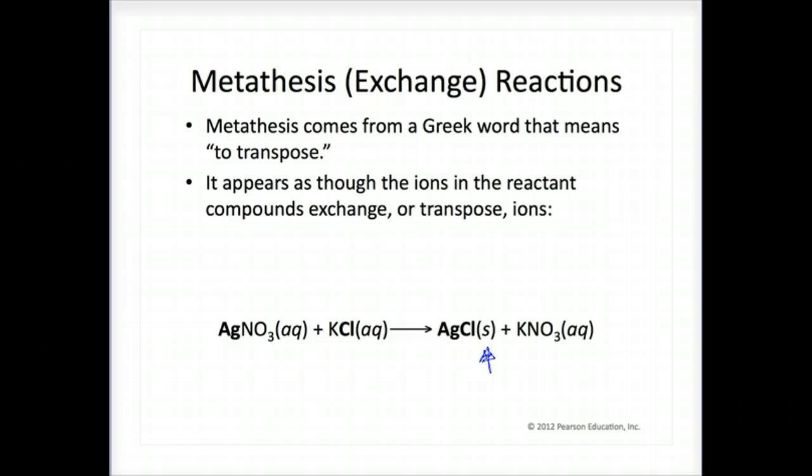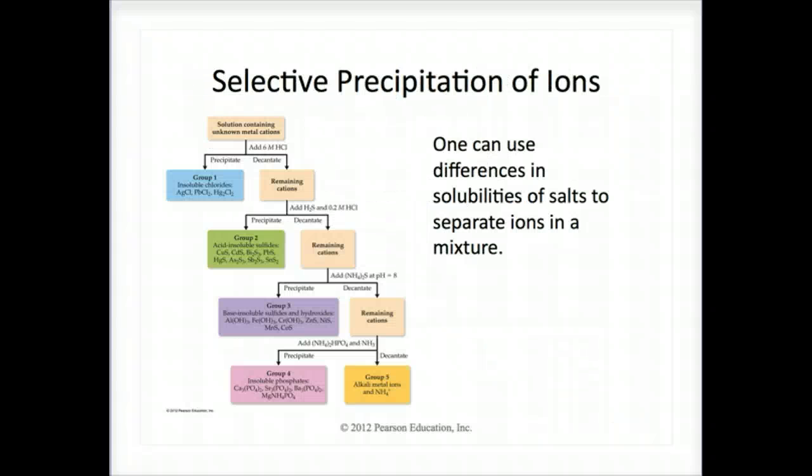Now, when we look at this, the main thing to recognize when we deal with metathesis or this particular type of precipitate reaction is we get selective precipitation of ions. Because we know that some things are more soluble than others, because we know that some things are insoluble in certain conditions, we can use these things to separate out ions, both cations and anions, and this is based on a set of solubility rules.